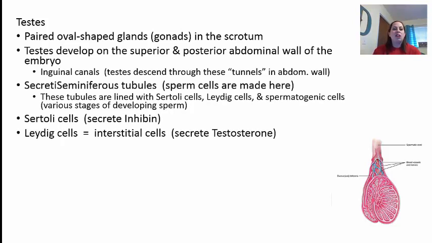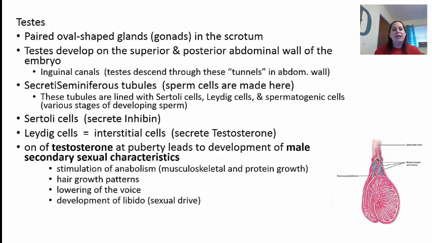Now, when we look at this, the seminiferous tubules are where sperm cells are going to be made, and you'll notice them here in the picture. It's a lot of small tubules found inside of the testes. These tubules are lined with a lot of different cells: the Sertoli cells, which are the nurse cells, the Leydig cells, and the spermatogenic cells. They're going to help with various stages of developing sperm. Remember, the Sertoli cells are the ones that can secrete inhibin. This is again to inhibit the release of follicle stimulating hormone if there's not enough room for any more sperm development. The Leydig cells are also known as the interstitial cells. They're going to also secrete testosterone.